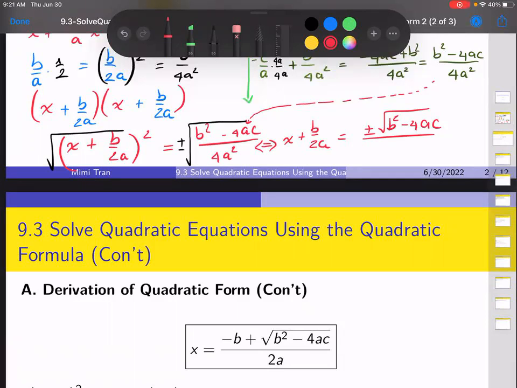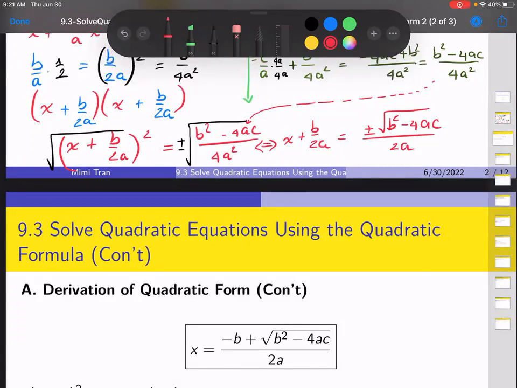So the top I cannot simplify, right? The top stays the same. Square root of b squared minus 4ac. Nothing changed. What about the denominator? 2a. Thank you, Kobe. 2a.